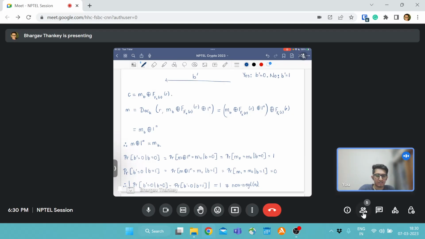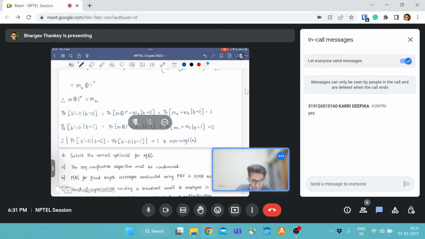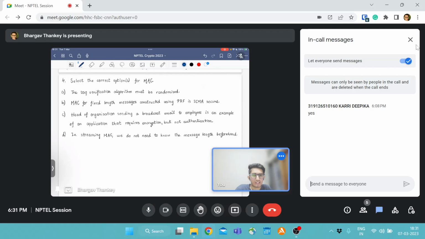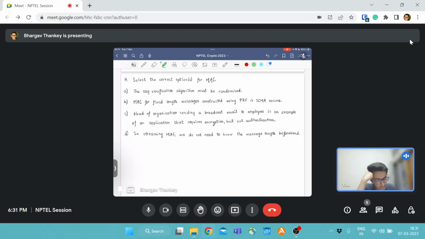So if there are no questions, let's move on to the next problem. Select the correct option or options for MAC, message authentication codes. The options are: A, the tag verification algorithm must be randomized. B, a MAC for fixed length messages constructed using a PRF is SCMA secure. C, a head of organization sending a broadcast email to employees is an example of an application that requires encryption but not authentication. And D, in streaming MAC, we do not need to know the message length beforehand. So which of these options are correct?